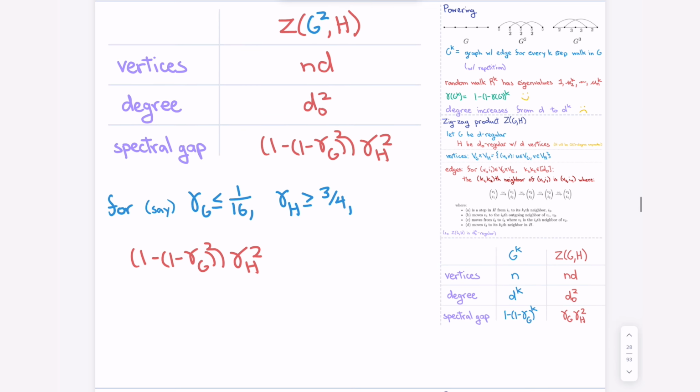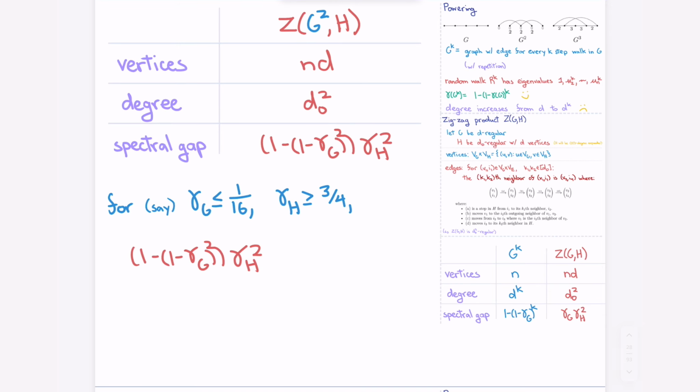Okay, so I have some example worked out. If gamma G is, say, at most 1/16, and gamma H is at least 3/4. If it's 3/4, we could have made gamma H 1/2 and made gamma G smaller and gotten the same effect. We just expand this out first. Hopefully that's correct. You get something like 2 gamma G gamma H squared. This is the gamma G squared, right?